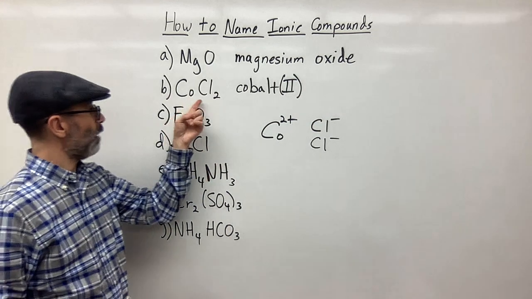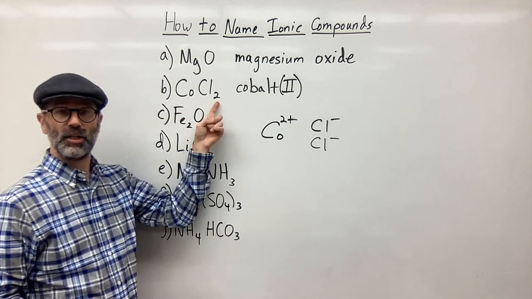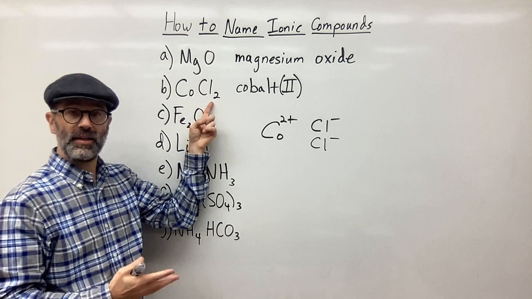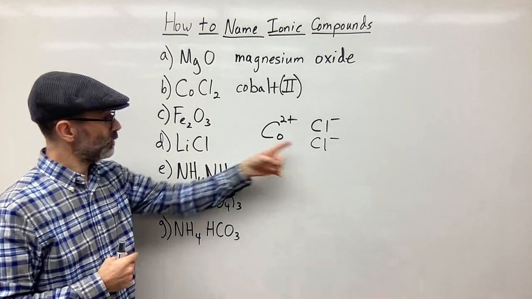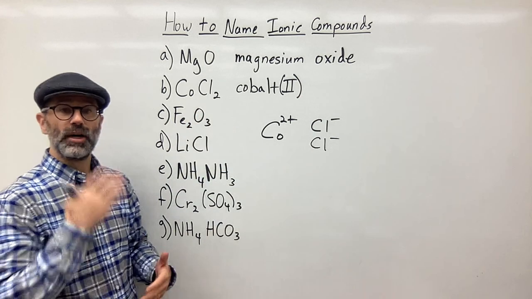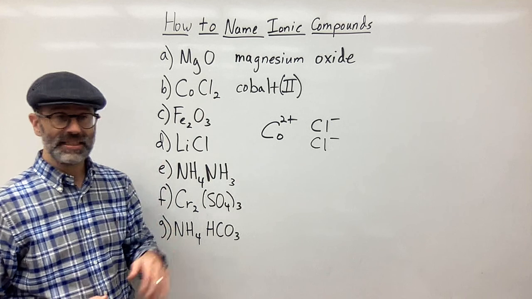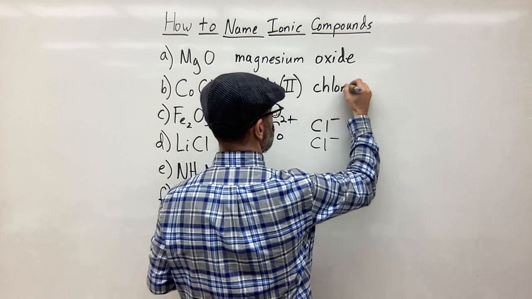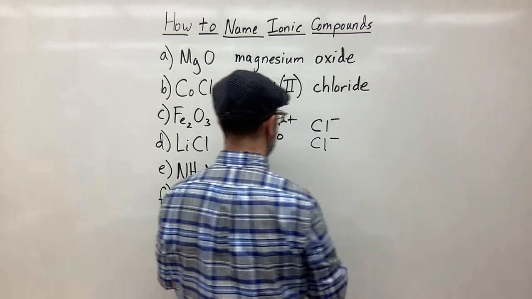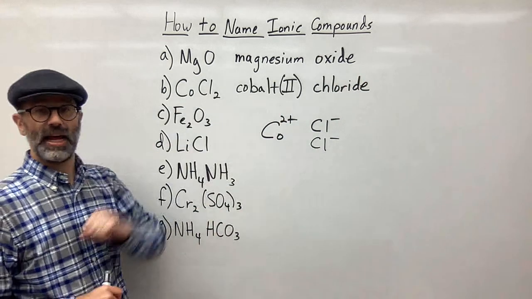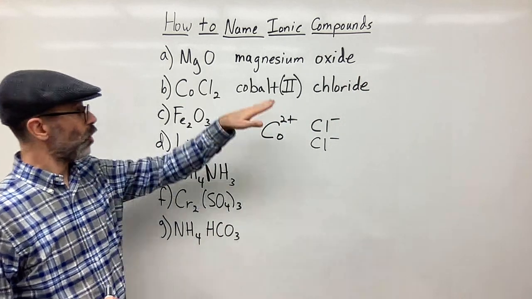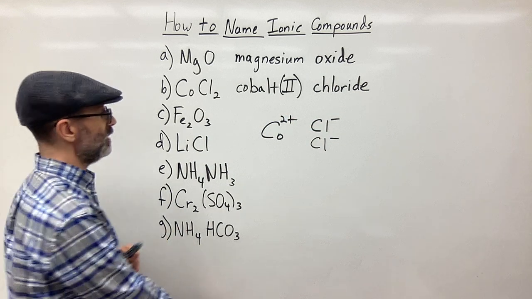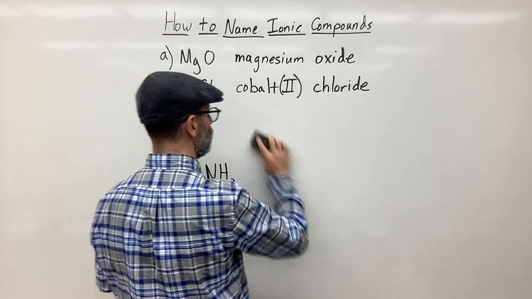And then now I add the name of the second element or second ion. In this case, I have chlorine. It's a negative ion, as we can see here. Therefore, we're going to drop the ending, add IDE, and it becomes chloride. And there's the name of CoCl2, cobalt 2 chloride. It's that simple. Okay, let's go on to the next one.